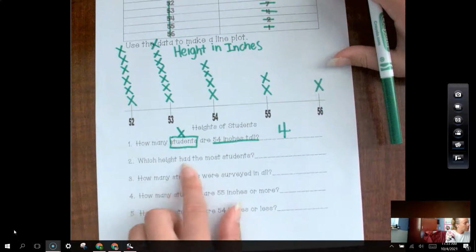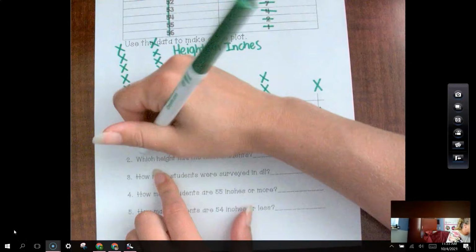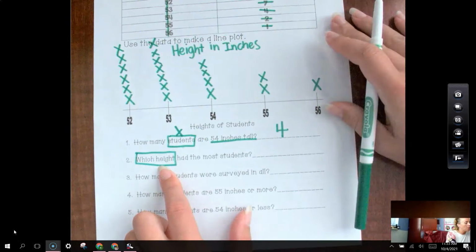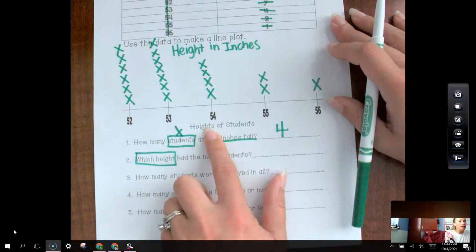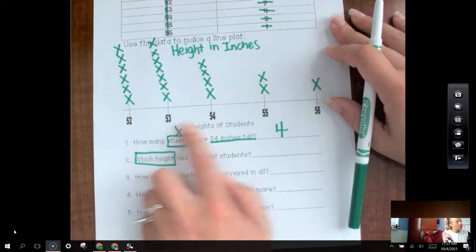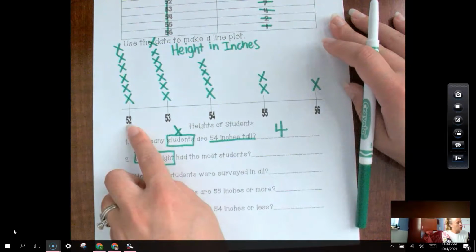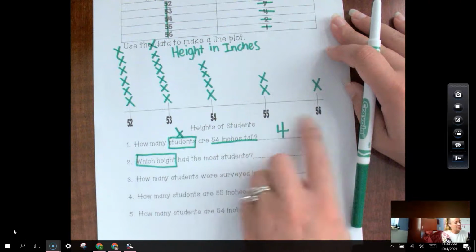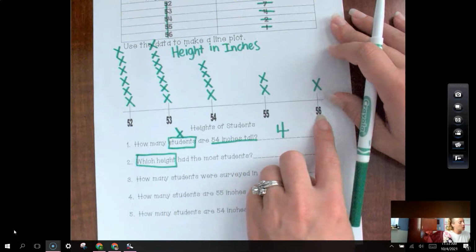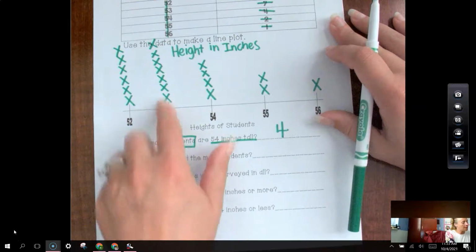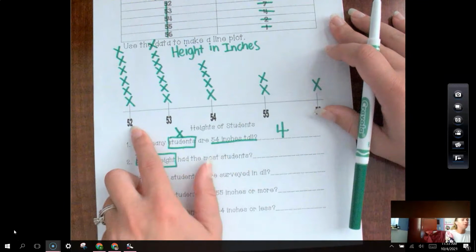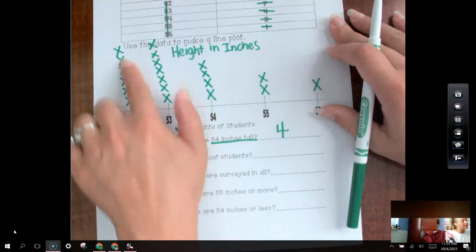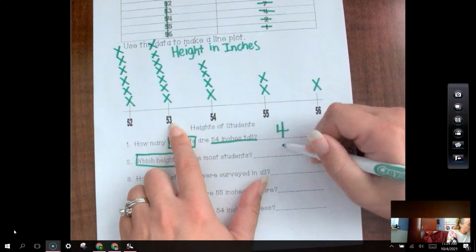Which height had the most students? Which height? Now they want to know about the numbers. Height. Which of these heights had the most X's? Was it 52, 53, 54, 55, or 56? The correct answer is 53. 53 had 7 X's. If you thought 52, that one only has 6 X's. So the correct answer is 53.